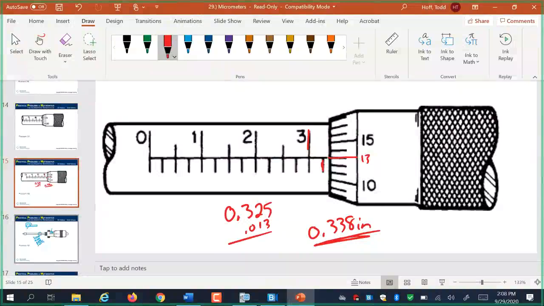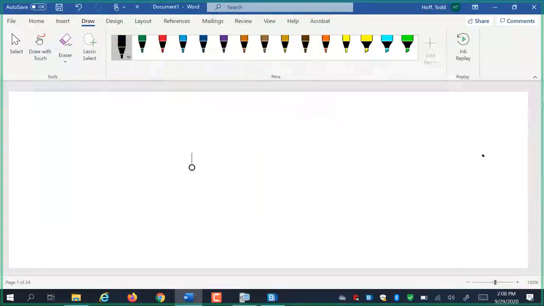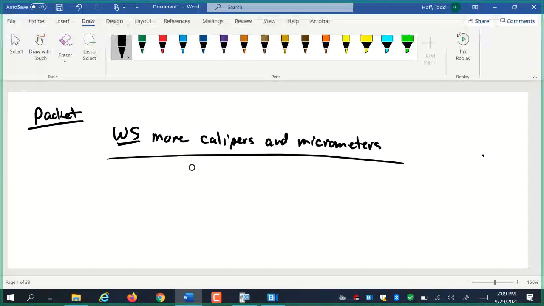Recording is on. So in Blackboard, there is a packet that is put out there for today. In that packet, I have two versions of it. There's a Word version and there's a PDF version. It says worksheet, more calipers and micrometers. That'll allow you to practice your calipers and micrometers. There's another one out there with just calipers on it if you'd like to practice with those.